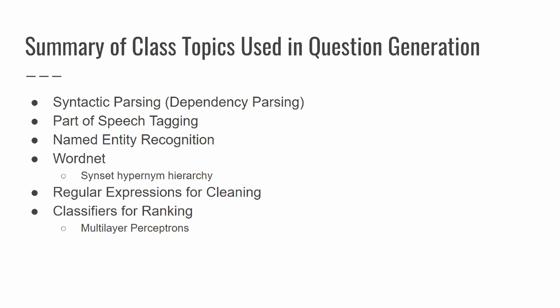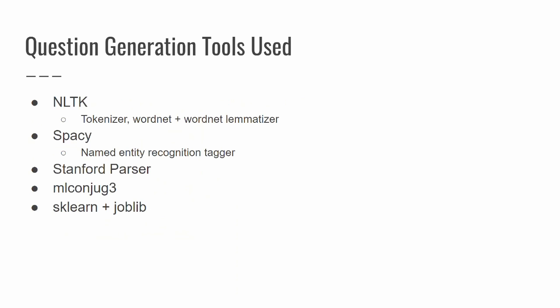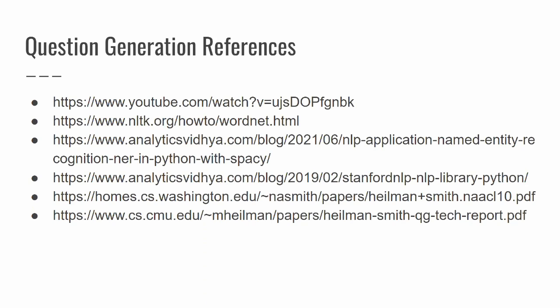So here's a summary of class topics we used in question generation. We mentioned most of these in our presentation: dependency parsing, part of speech tagging, named entity recognition, WordNet, regular expressions a little bit for the cleaning part, and then the classifiers as we just described. Here's a list of the tools we used: NLTK, spaCy, Stanford parser, and MLConjug3, that was for conjugating the verbs, and then sklearn and joblib. And finally, here is a list of the references we consulted for this part of the presentation.